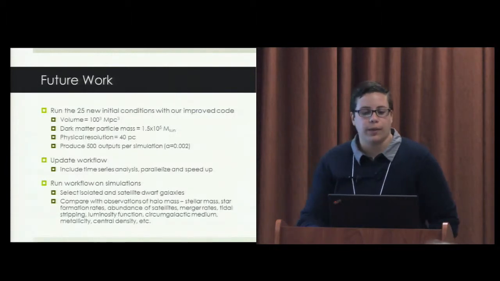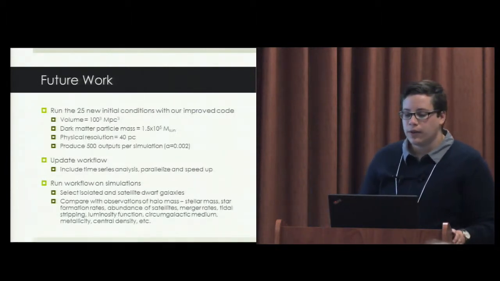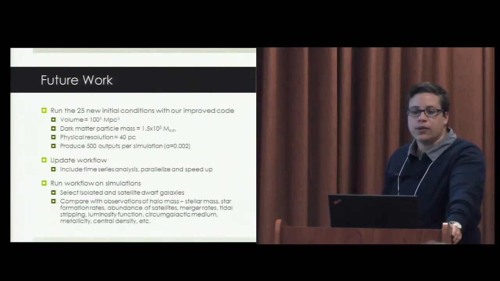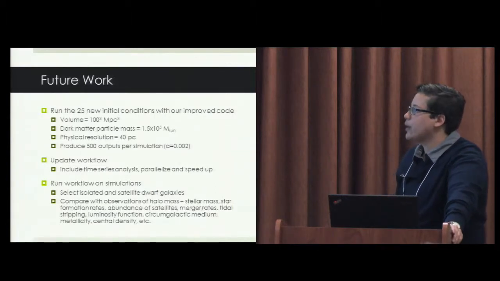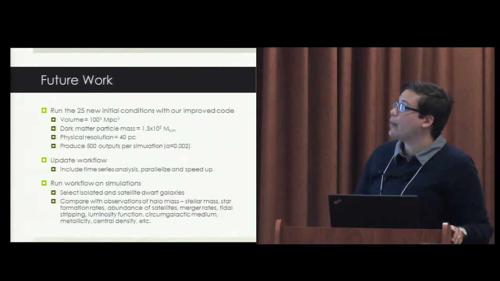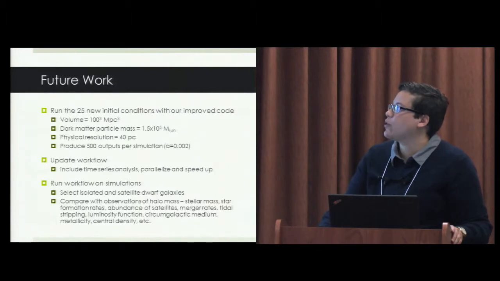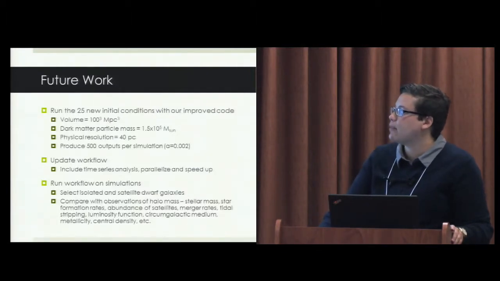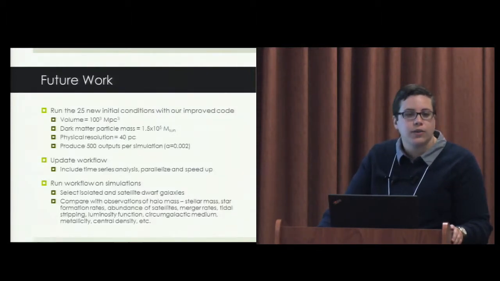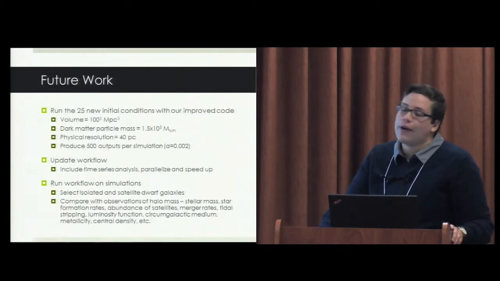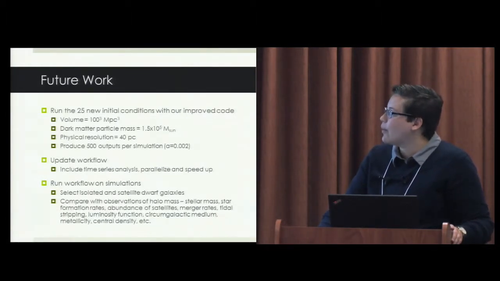And so we have a lot of stuff to work on in the future. I need to run those 25 new initial conditions with the improved version of our code. It has a large volume, 100 megaparsecs, roughly twice the dark matter particle mass and physical resolution of the previous run. And this will allow us to run it down to redshift 0, so that's why we had to kind of degrade our resolution a little bit.